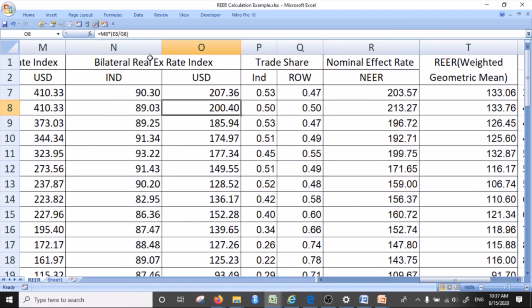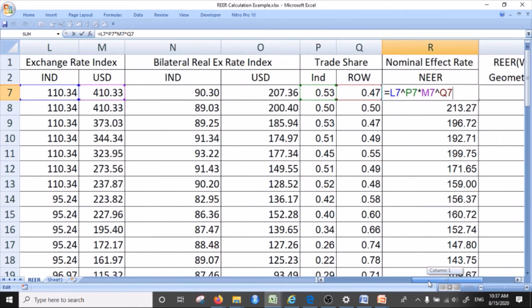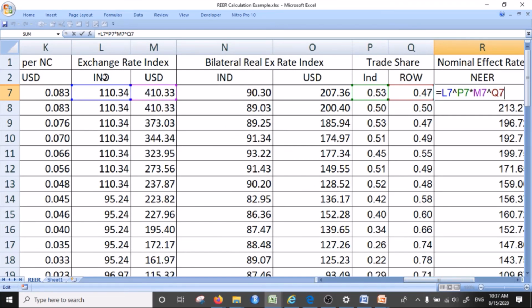So after calculating the bilateral real exchange index, we now come to calculate the real effective exchange rate and nominal effective exchange rate. The nominal exchange rate doesn't adjust for inflation. It can be simply calculated as the weighted average of the nominal bilateral exchange rate index. So this nominal effective exchange rate has been calculated as simply the weighted average of the exchange rate index with India and US dollar.